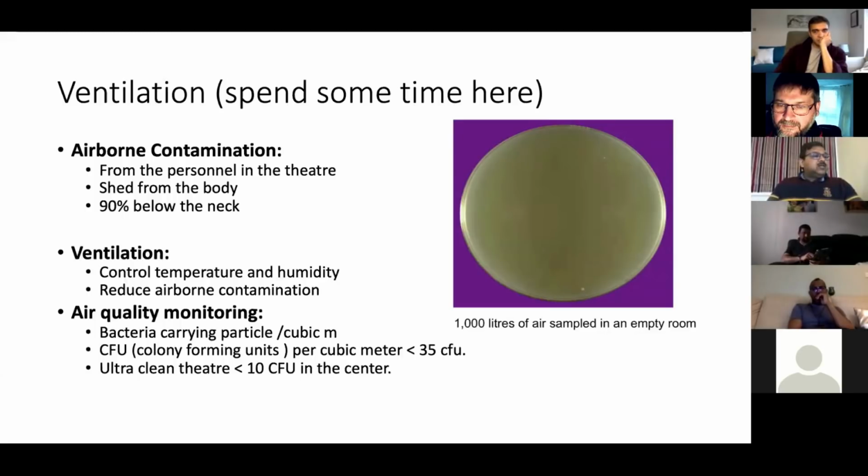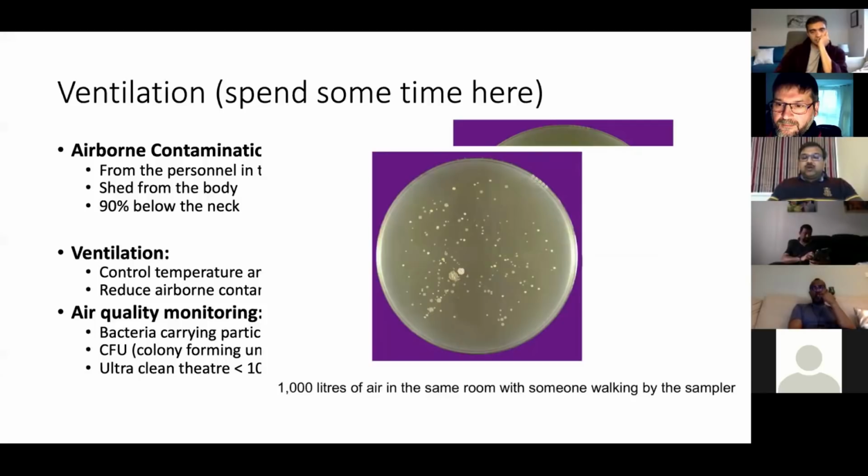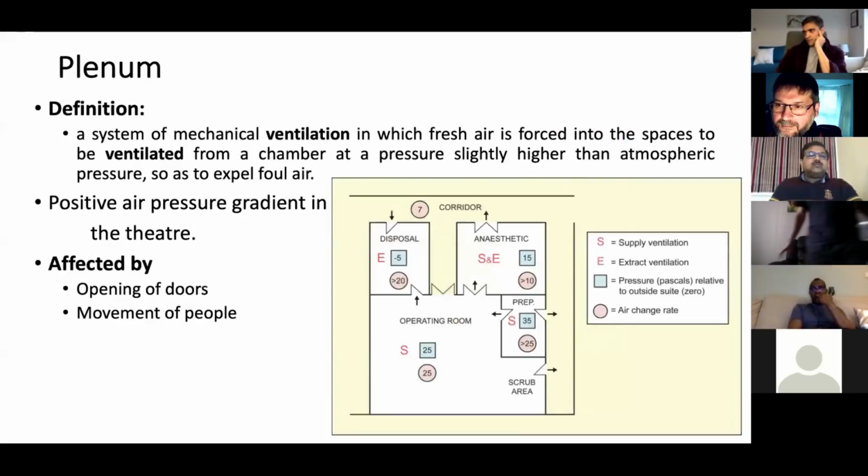Now, this is a picture of a plate in which 1000 liters of air was sampled in an empty theater. And this is what happens when a person walks by. So this just denotes how much of the contamination comes from the personnel who are in the theater. Now, various ventilation methods are being designed, developed, and researched to reduce this.